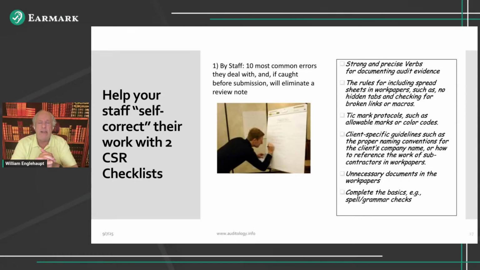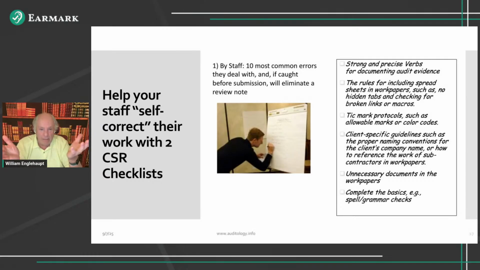One of the things that we do when we do workshops with teams is we create two working versions of a checklist. One version of the checklist is what we typically call, if I'm a staff member, the top 10 things that I'm constantly being dinged on in review notes that, if I could fix it and get rid of it, I wouldn't have the review notes, I wouldn't have to worry about it, right? So if caught before submission, what would eliminate that review note?